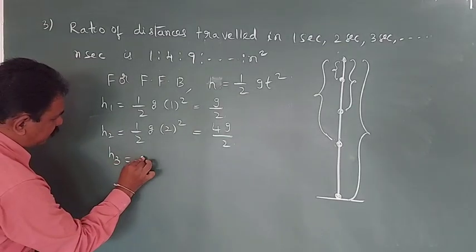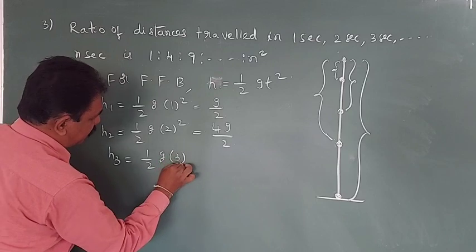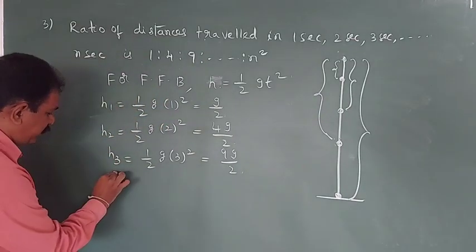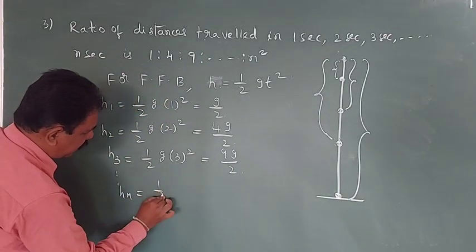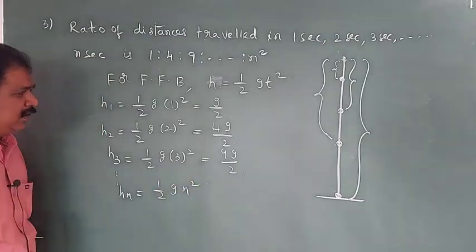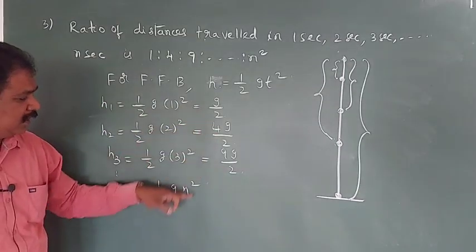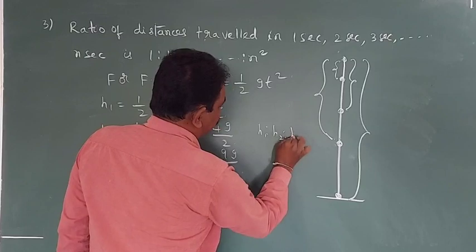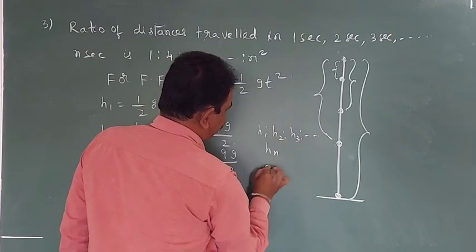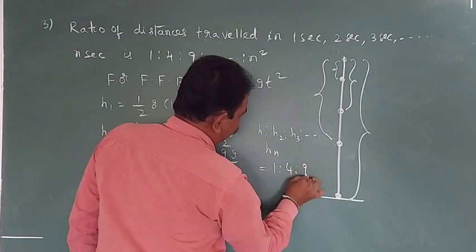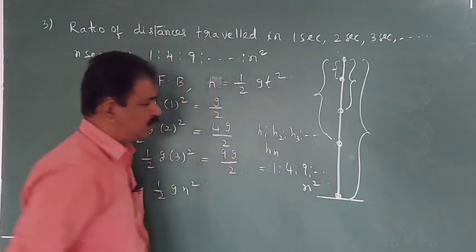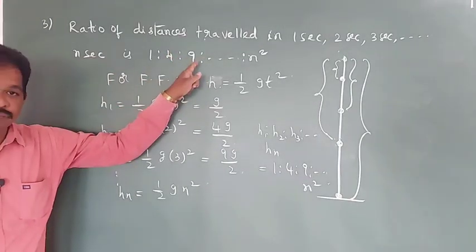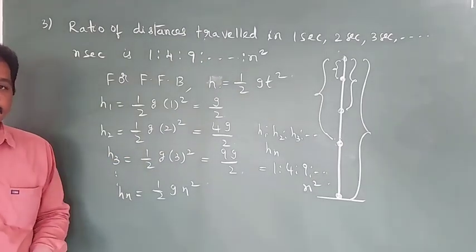h3 is equal to 1/2 g into 3 square. This value will be 9g by 2. hn is half g n square. This g by 2 will cancel in all of this. So h1 is to h2 is to h3 is to so on hn, 1 is to 4 is to 9 is to so on n square. This ratio will be equal to 1 is to 4 is to 9 is to so on n square.